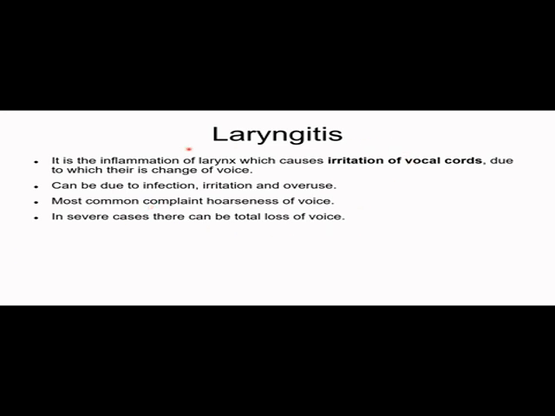Now, as we were talking about inflammation, let's understand the anatomical basis of laryngitis. Laryngitis means inflammation of the larynx, which leads to irritation of the vocal cords. So there will be edema in the laryngeal cavity and irritation of the vocal cords. Now, what will happen if there is irritation of the vocal cords? There will be a change of voice, and this can be due to infection, irritation and overuse.